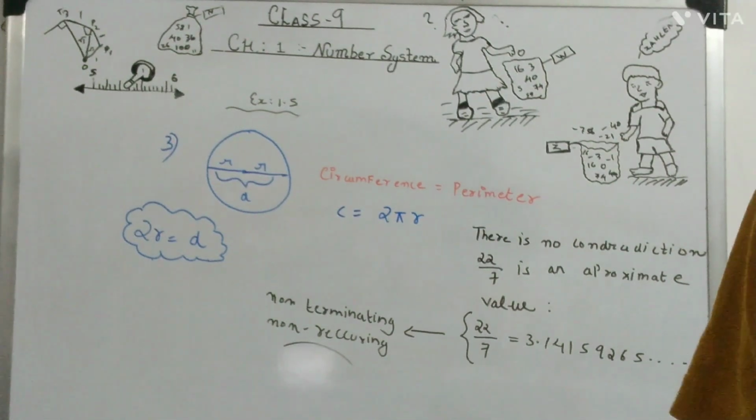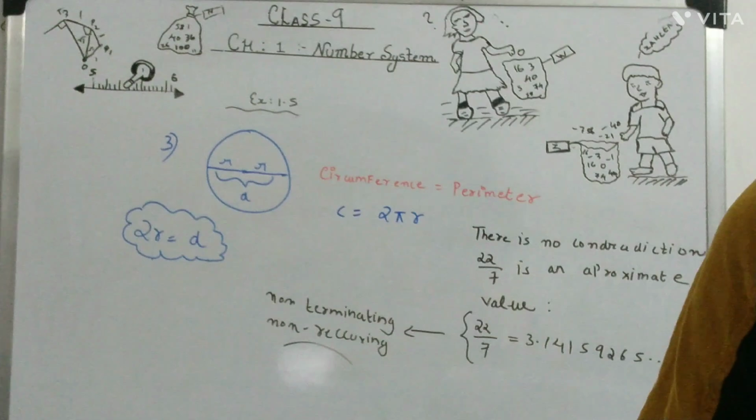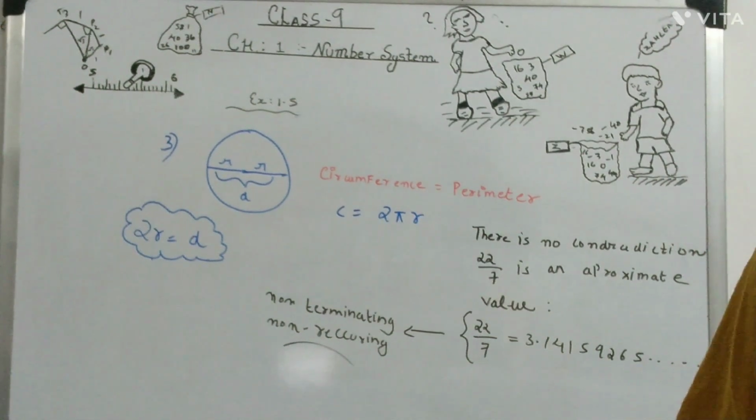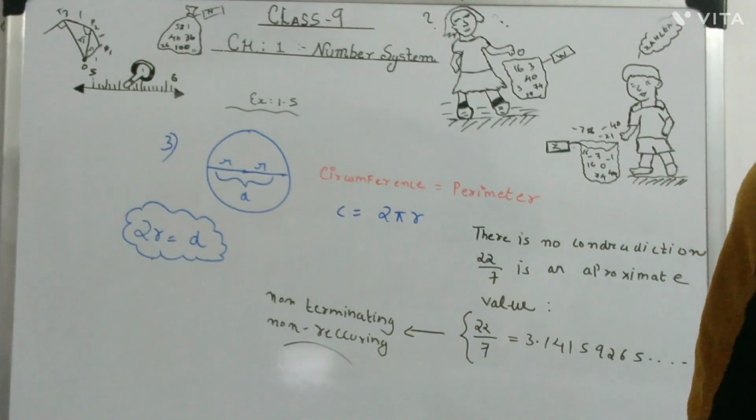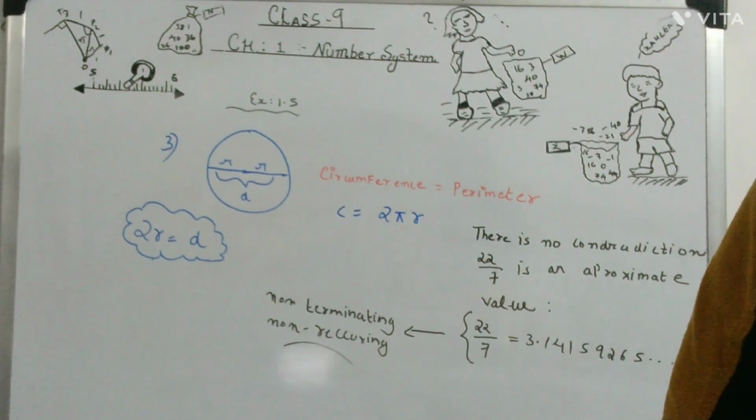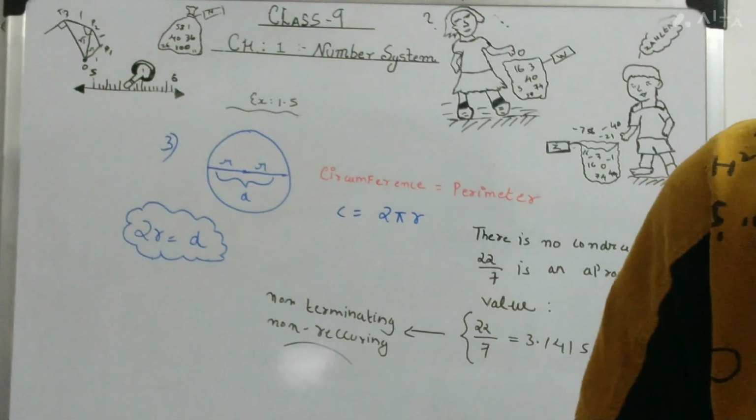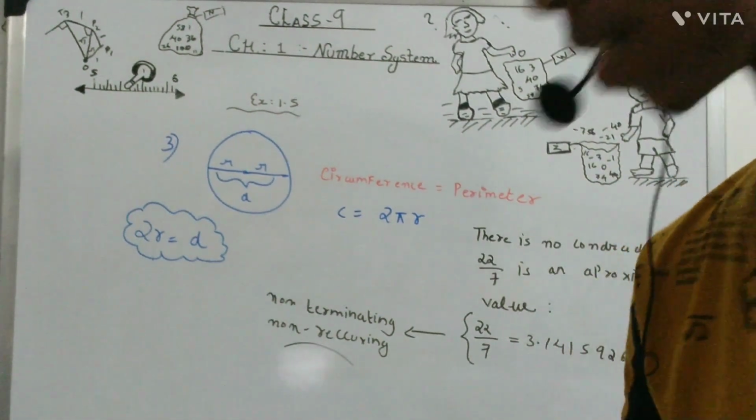This is a very interesting question. Just see. Recall pi is defined as the ratio of the circumference of a circle to its diameter, say d. That is, pi is equal to c by d. This seems to contradict the fact that pi is irrational. How will you resolve this contradiction? Okay, so this is your question.